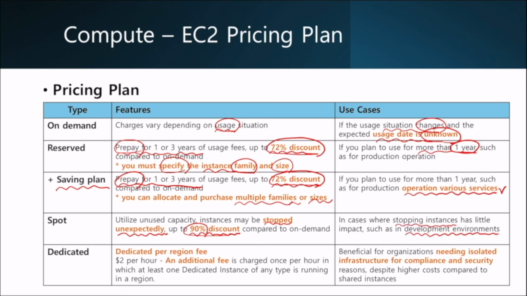In some cases, it is used for services where compliance or security is important. In this case, it is an EC2 instance type that is used in isolation so that it is not shared with other users or other instances. So, like the dedicated instance, an emergency occurs and the cost is $2 per hour additionally.